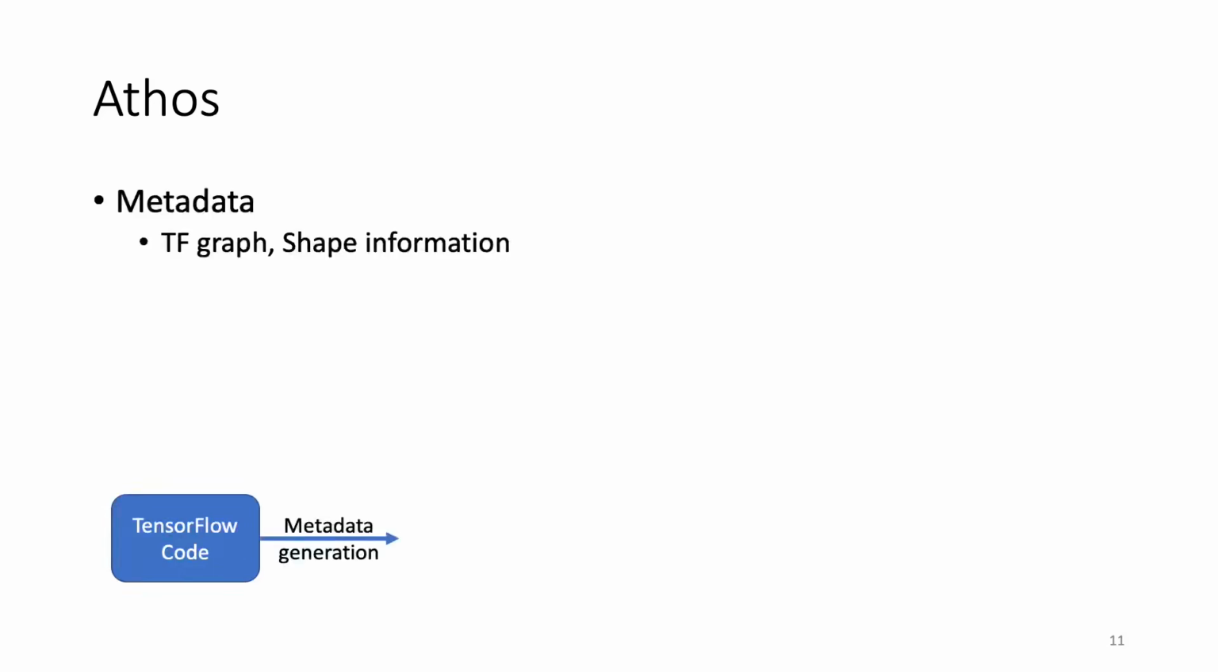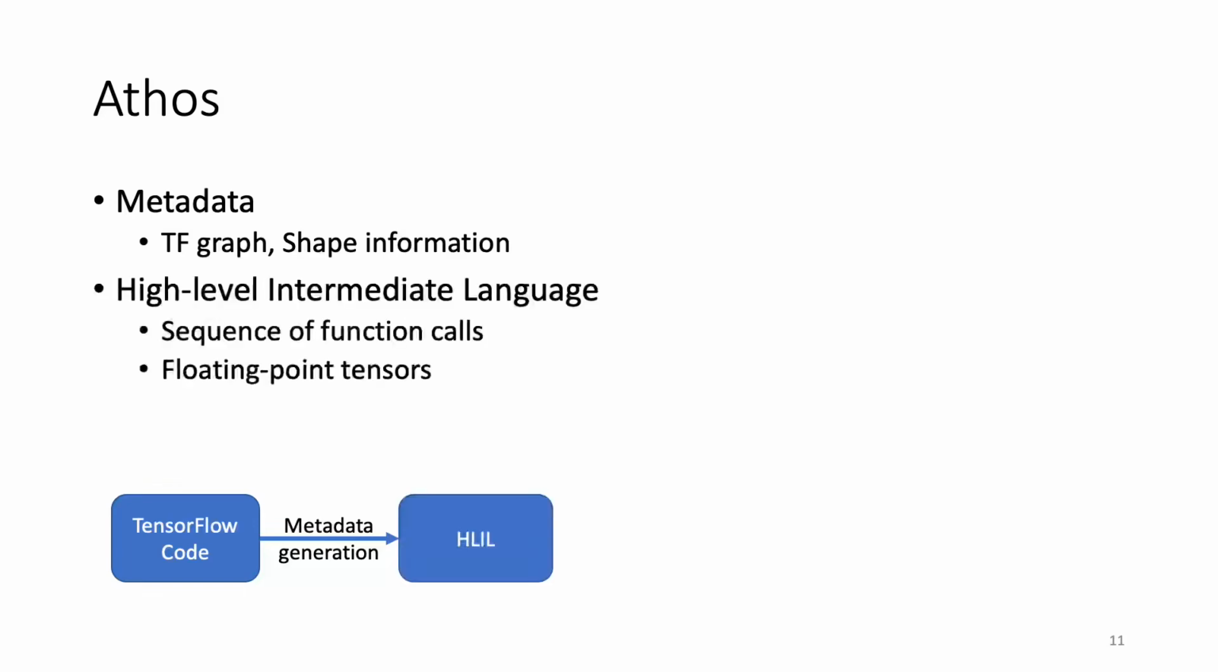So recall that Ethos is a compiler from TensorFlow inference code to MPC protocol implementations. The input to Ethos is then the TensorFlow code, and the first step in the compilation process is the metadata generation phase. This metadata consists of two pieces of information, the TensorFlow graph itself and the shape information of all the tensors involved in the computation. This is followed by a compilation to a high-level intermediate language called HLIL. HLIL consists of a sequence of function calls and with support for floating point tensors.